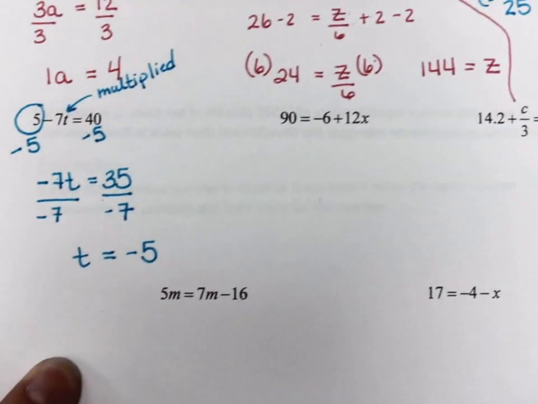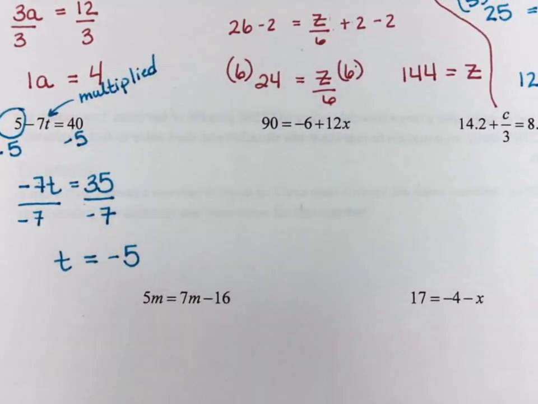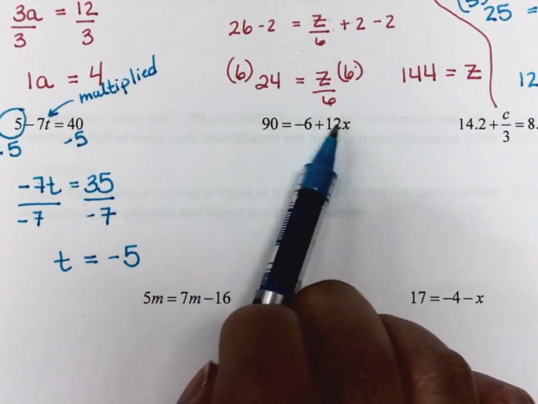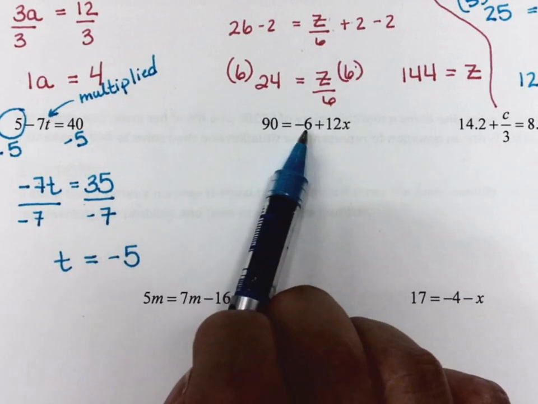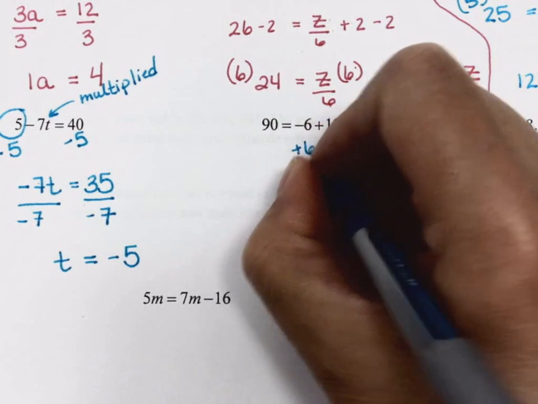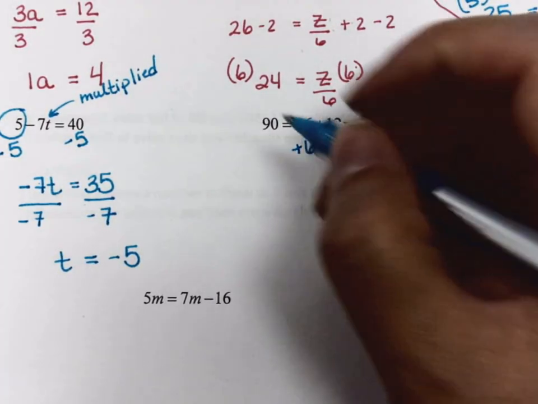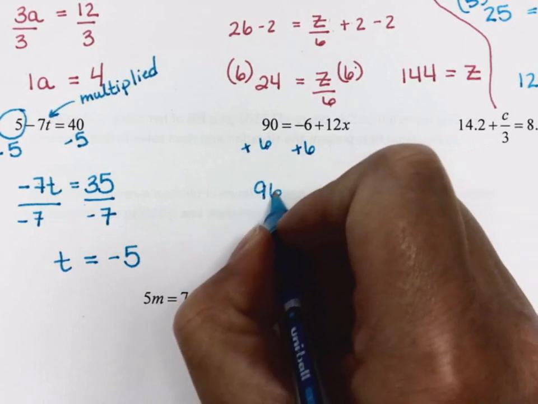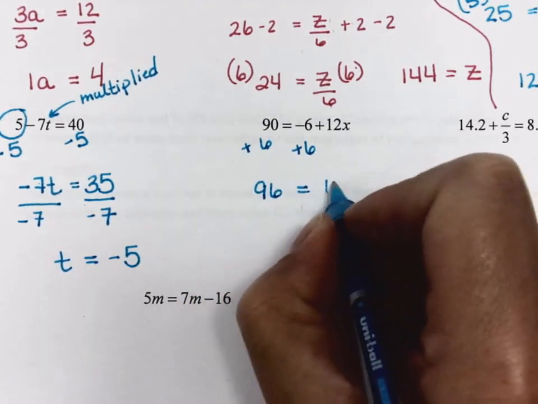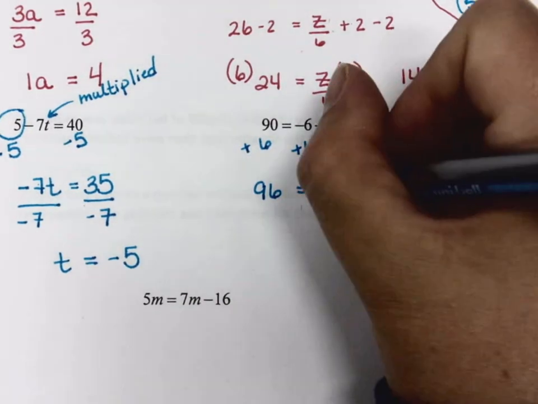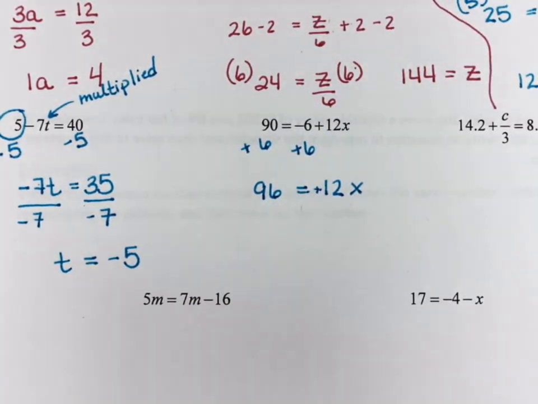Okay, next one. I have a negative 6 plus 12x. So if I want to get rid of a negative 6, the opposite operation is to add 6. And if I add 6 to the right-hand side, I have to add 6 to the left-hand side. So I have 96 equals a positive 12x. You can write the plus sign there if you want to, but you don't have to.